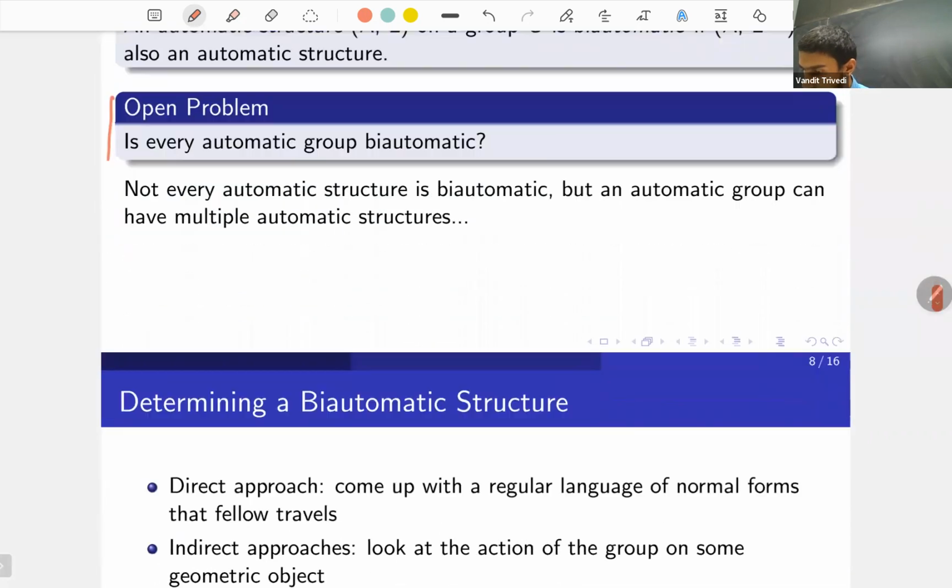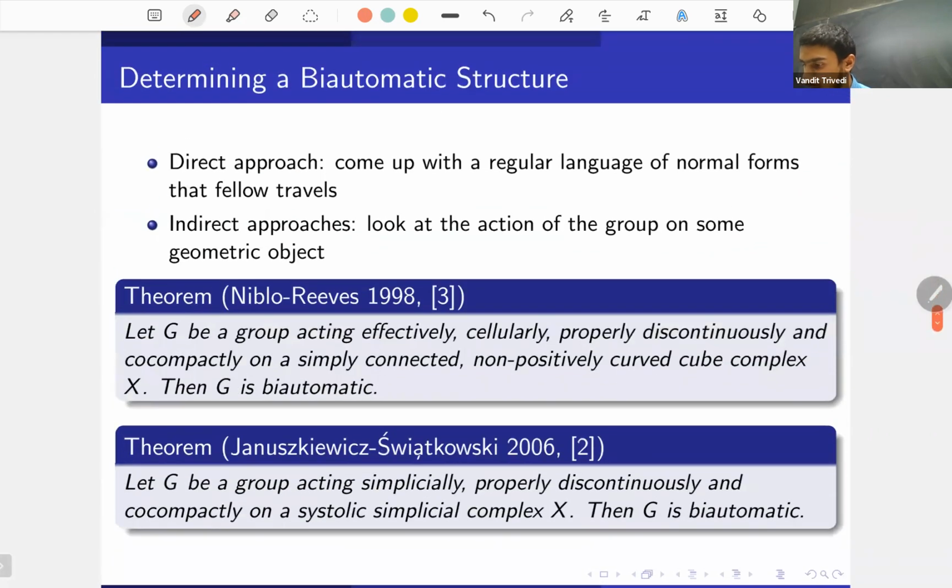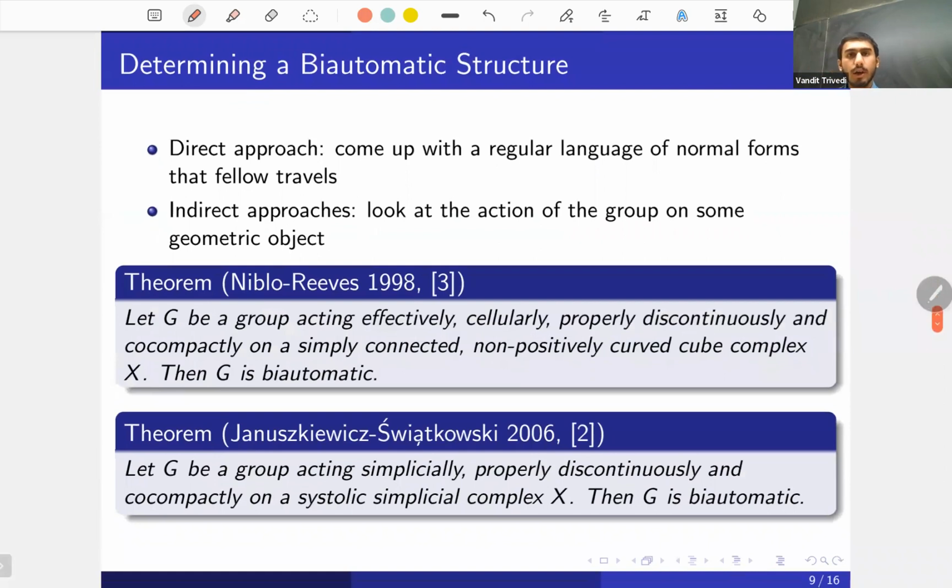What I wanted to get at for the rest of the talk is how do we actually determine a biautomatic structure for various groups. We've seen what we could say is a direct approach. We just look at a Cayley graph and it might be obvious as to what paths we can choose that form a regular language of normal forms that fellow travels, as it was in our examples that we saw. But for other groups, it might be more difficult. And so we might have to do this in what I describe as an indirect way, where we look at the action of a group on some geometric object.